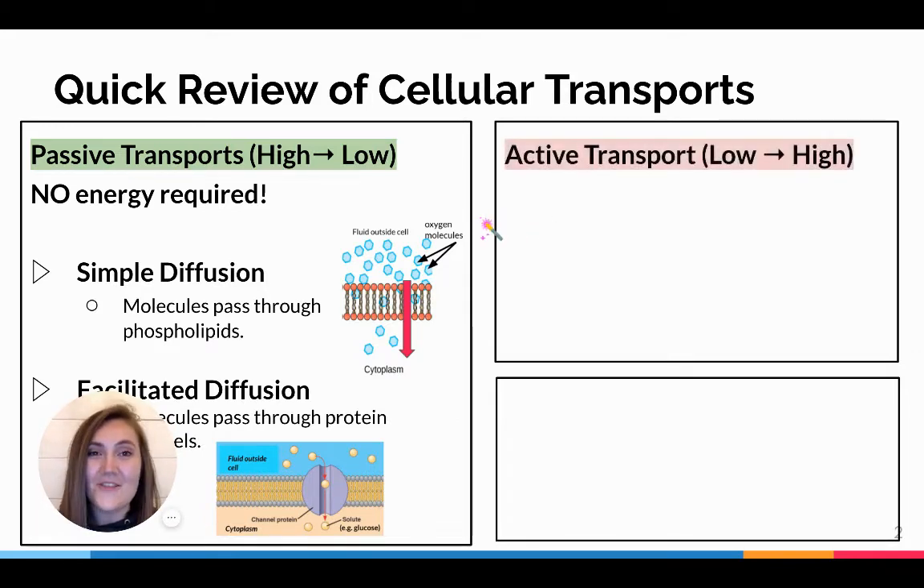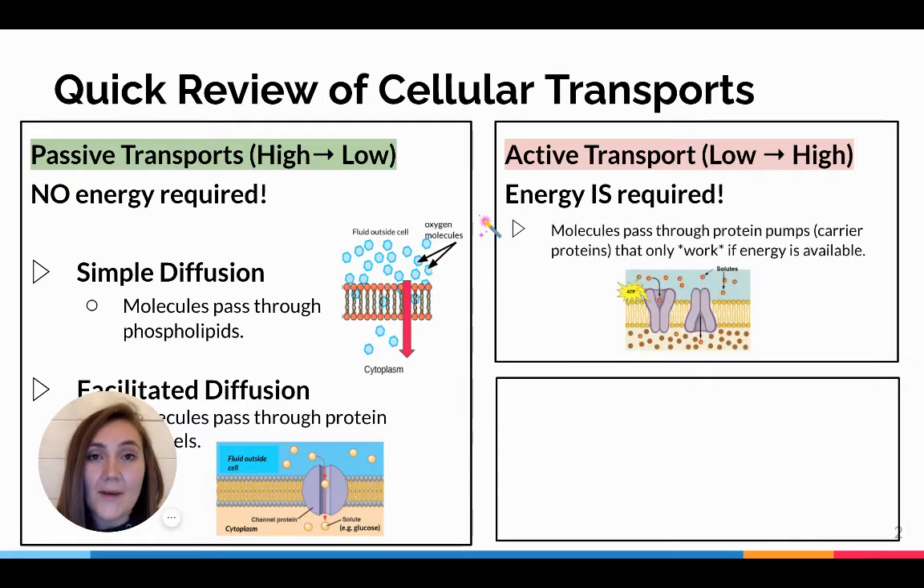And the next one that you just learned is active transport, which is actually moving molecules against the concentration gradient. So moving molecules from an area of low concentration to an area of high concentration. Because it's going against the concentration gradient, it does require energy of the cell. So molecules are passing through specialized protein pumps, sometimes known as carrier proteins, and these pumps are only allowing molecules in and out through that concentration from low to high, only if energy is available.